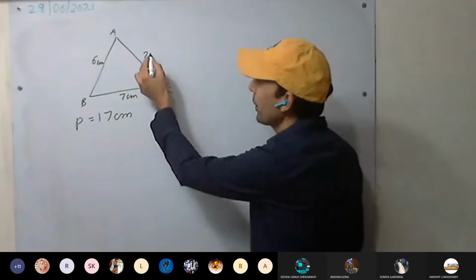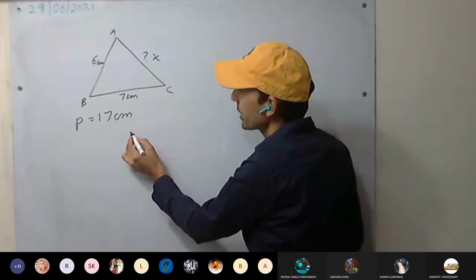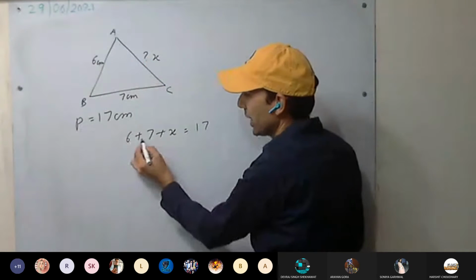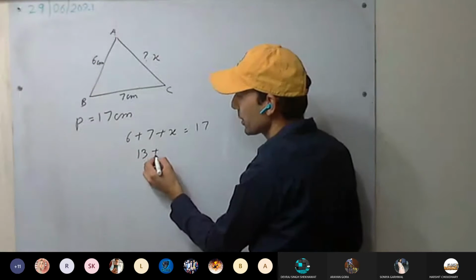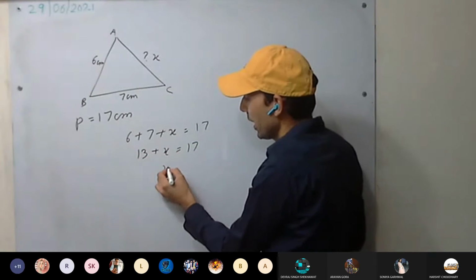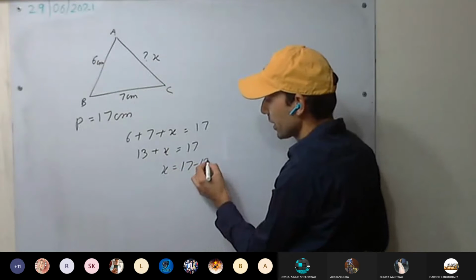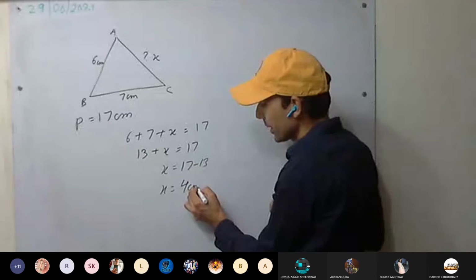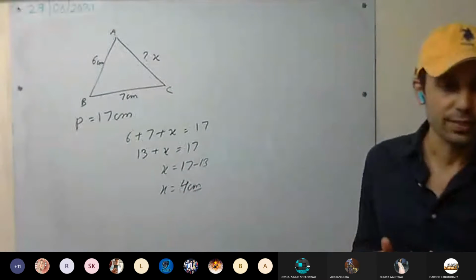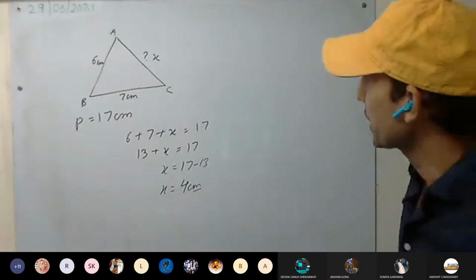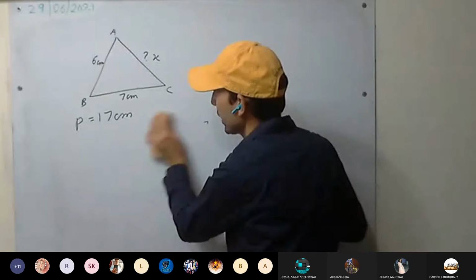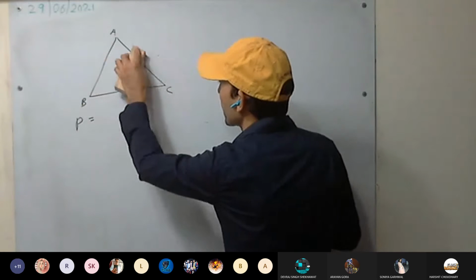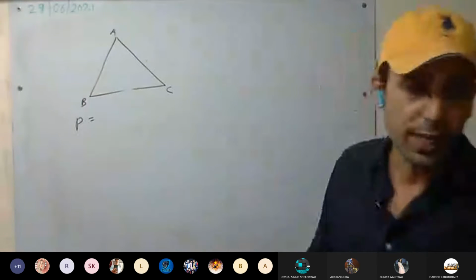If I take the third side as x, it means 6 plus 7 plus x equal to 17. Add these two sides, how much? 13 plus x equal to 17. x equals how much? 17 minus 13, so x is 4 centimeters. Understood this one? But this time they are given in variables, and these variables denote numbers only. So any two sides are given.